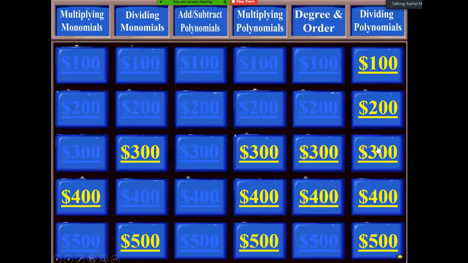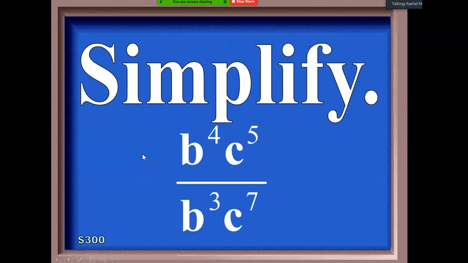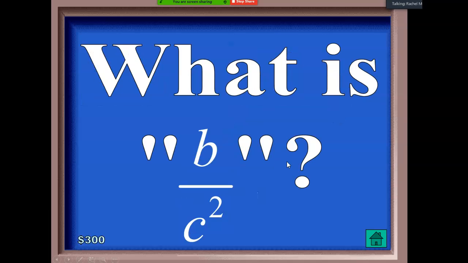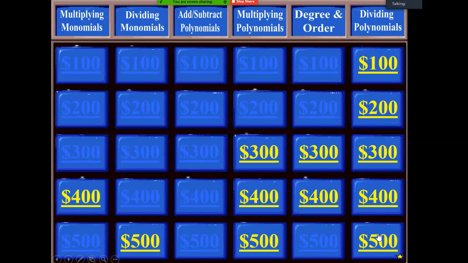Come on, or I'm just going to pick. Okay, dividing for 300. That is correct. Okay, it's b over c squared. Okay, category and points, Tessa.